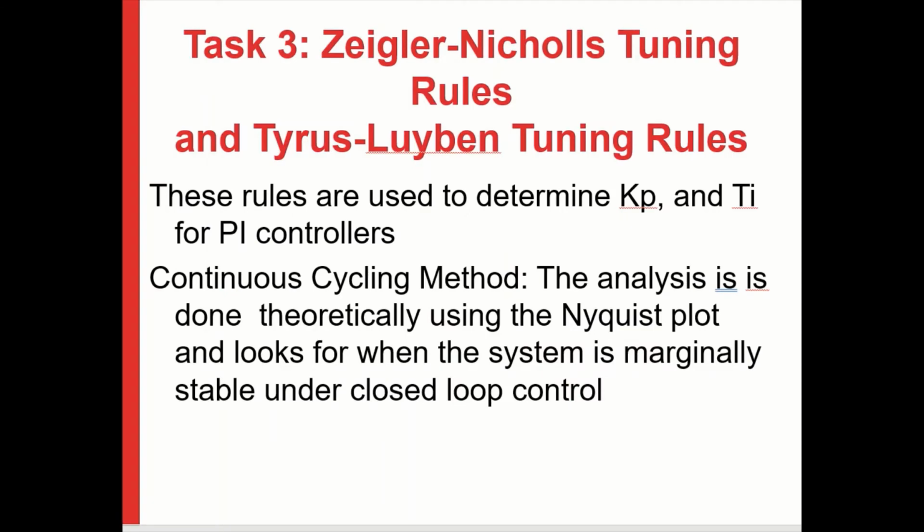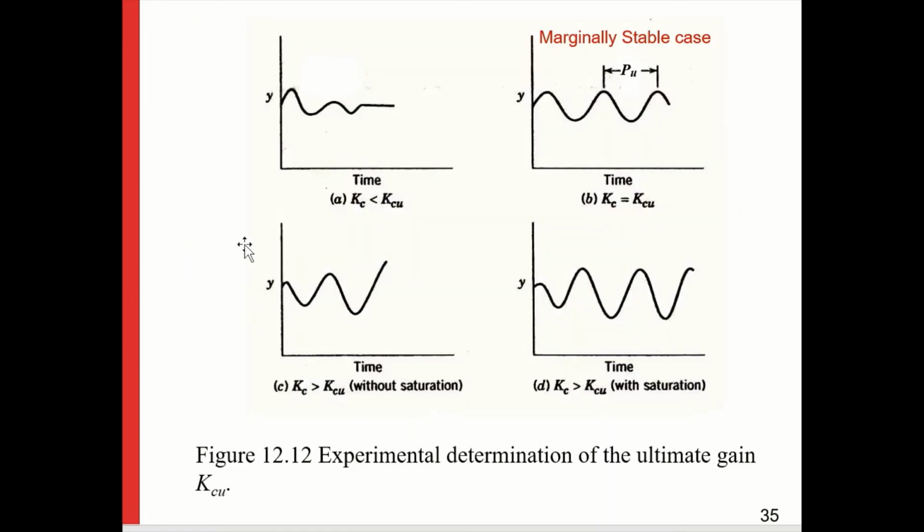Right, so now we're on to task 3, which is using the Ziegler-Nichols tuning rules and the Tyreus-Luyben tuning rules. The Ziegler-Nichols tuning rules are probably more famous than the other one. They were invented around 1945 and are still half used today. They had two methods. The one we're going to look at today is called the continuous cycling method.